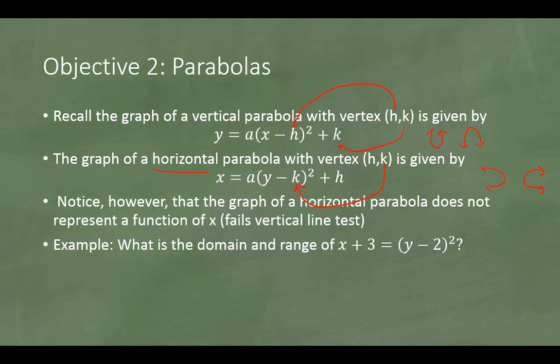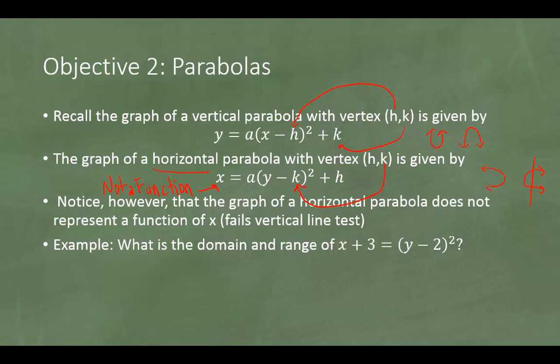Notice, however, that the graph of a horizontal parabola does not represent a function. It fails the vertical line test. Any vertical line will cross it more than once. So this is not a function, but we can still look at it and study some of its properties.